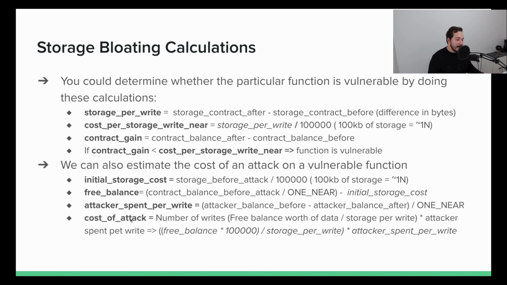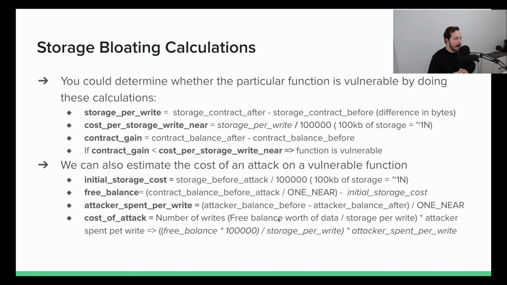And then at the end, we have the cost of an attack. So it's, in simple terms, the number of writes multiplied by attacker spend per write. So it's free balance worth of data divided by storage per write. And how is free balance worth of data calculated? We get free balance in year and multiply by 100,000 to get it in bytes.